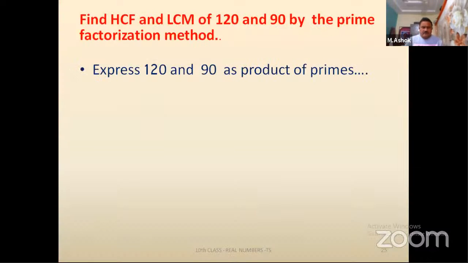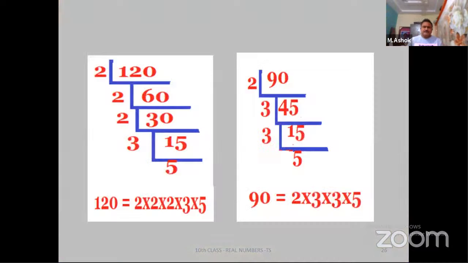So in this, I solve one sum, that is LCM and HCF of 120 and 90. First of all, what is the first step? You have to write the prime factorization of each number. So 120 is equal to 2 into 2 into 2 into 3 into 5. Means 2 to the power of 3, 3 to the power of 1 and 5 to the power of 1.